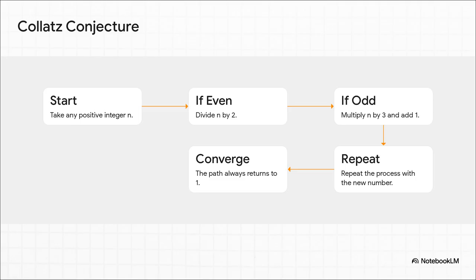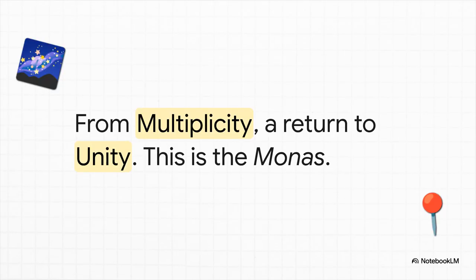This isn't just a fun math problem. It's a beautiful metaphor for a universal law: how even the most chaotic complexity, with a simple recursive rule, always finds its way back to unity. And that is the absolute bedrock of this system. From multiplicity, unity. The ancient Greeks had a word for this, the monas. The indivisible source of everything.